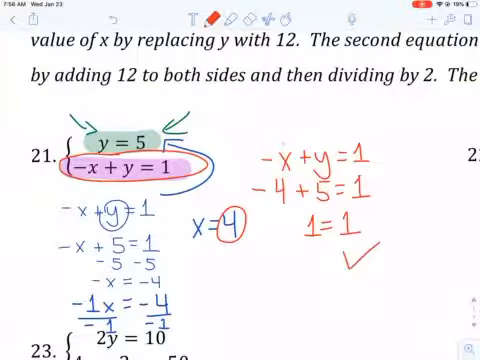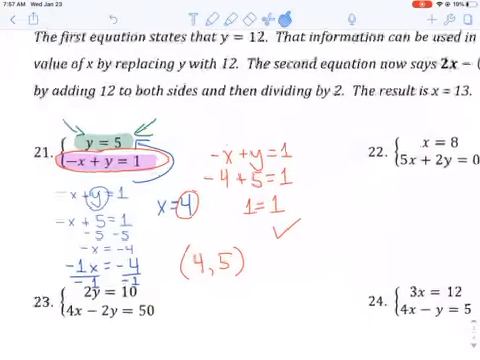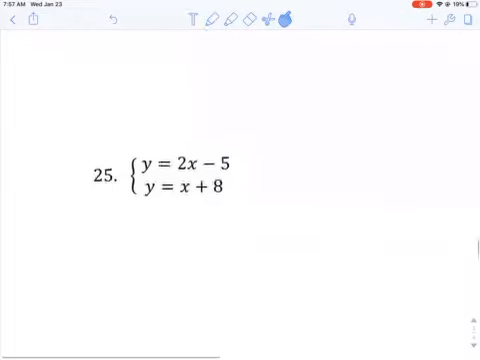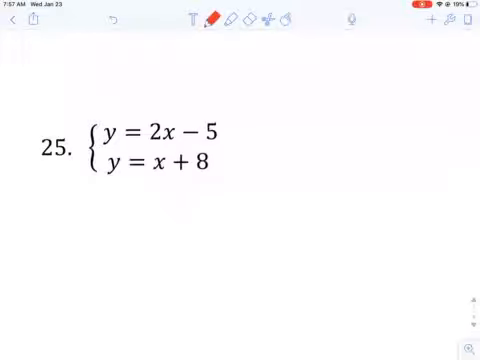So my solution for this now, I can make an ordered pair out of it. My x value is 4. My y value is 5. So that's an easier way. That's an easier one. Now, you might have a situation like let's go with 25 here. 25 is a little more difficult, and I'll show you how you can do this.